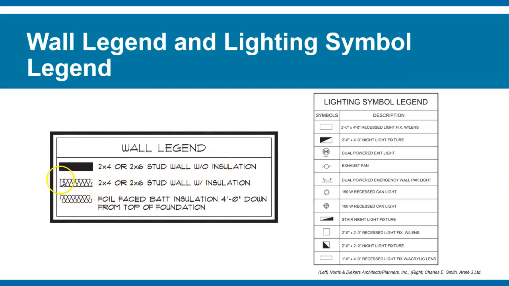This other wall is a 2x4, 2x6 stud wall with insulation. You see the two object lines representing the outside or the thickness of the wall, and then this wavy, curly hash mark or hatching that fills the inside of the wall. That's telling you that it represents a wall with insulation in it.